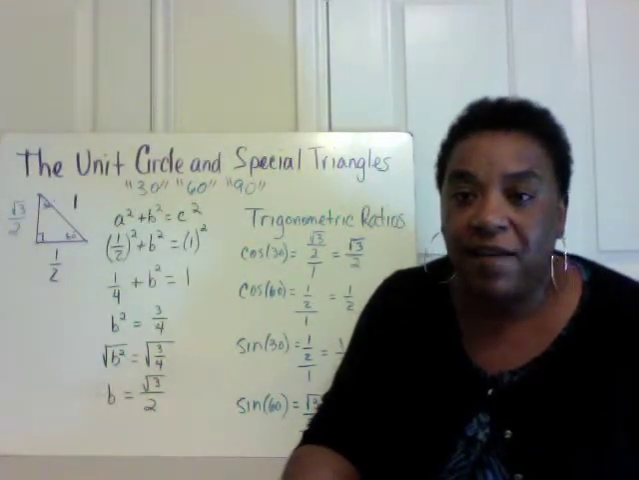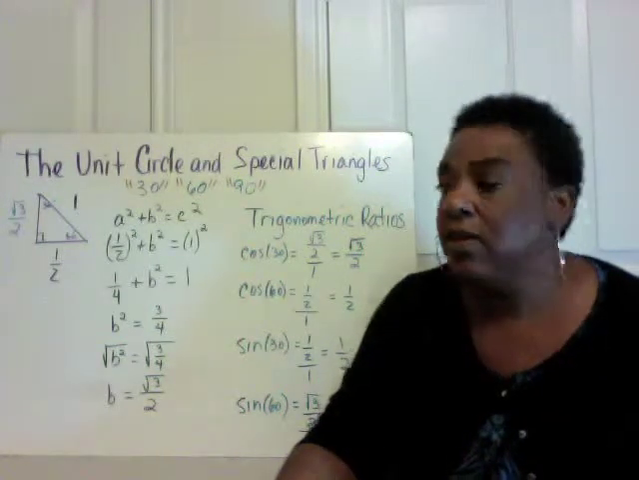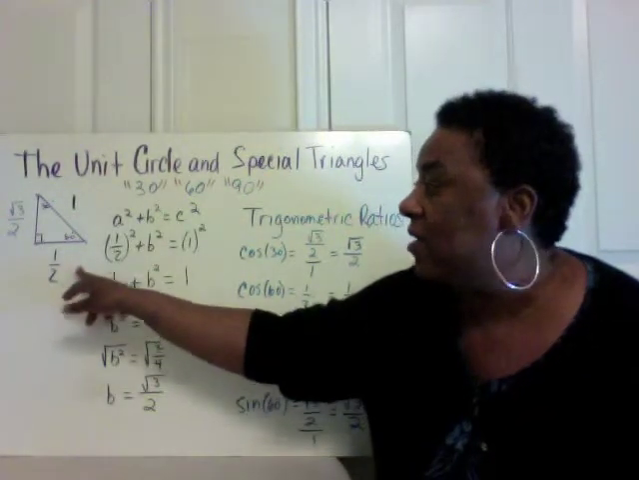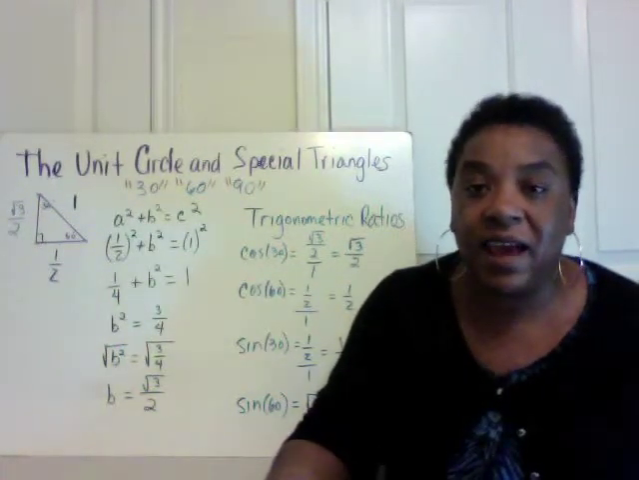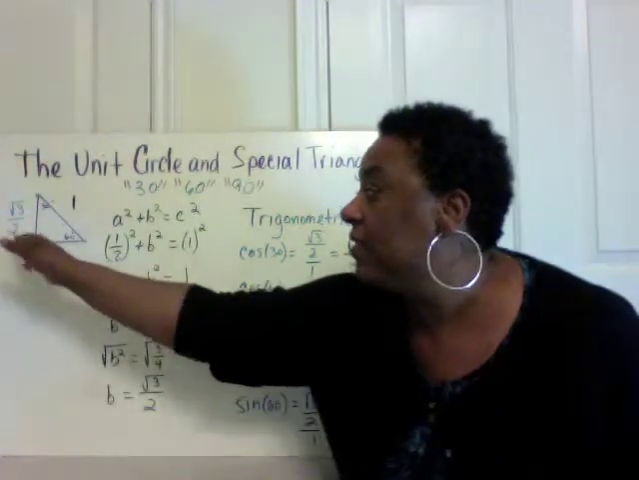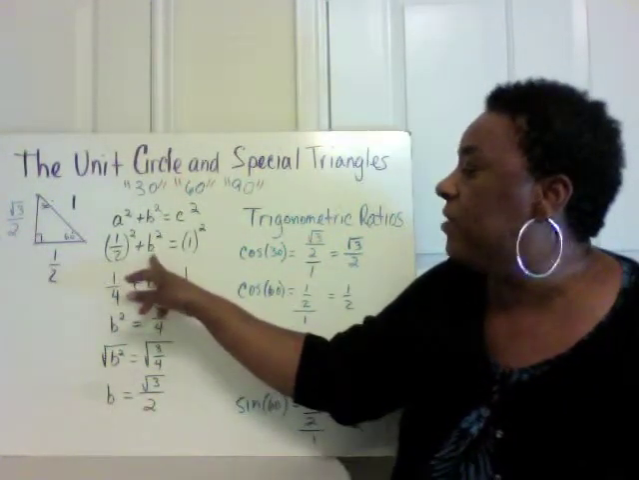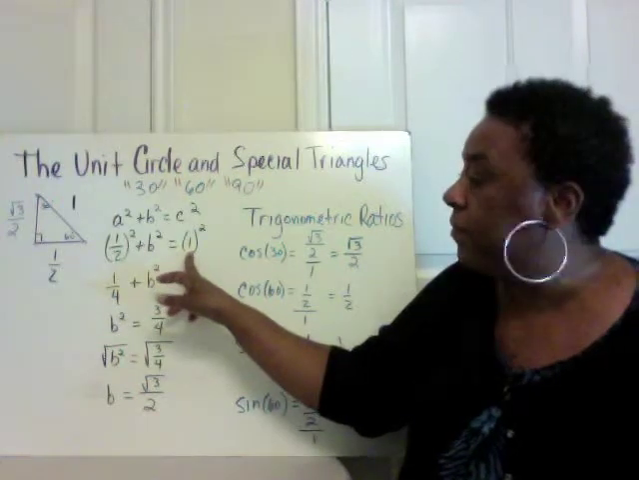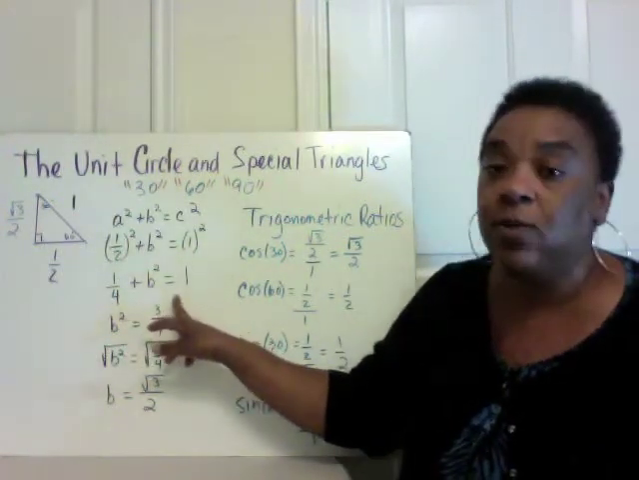Now when we derive the 30, 60, 90 degree triangle from the equilateral triangle, we know the length of the base and we know the length of the hypotenuse. But we need to use the Pythagorean theorem to find the length of this leg here. So 1/2 squared plus b squared equals 1 squared. And that equals 1/4 plus b squared equals 1.